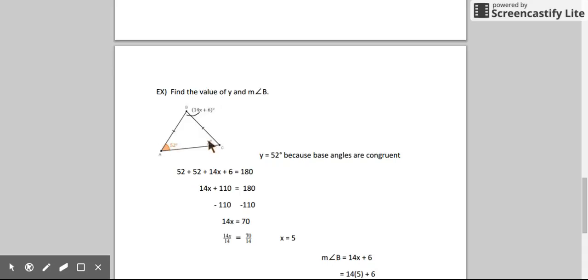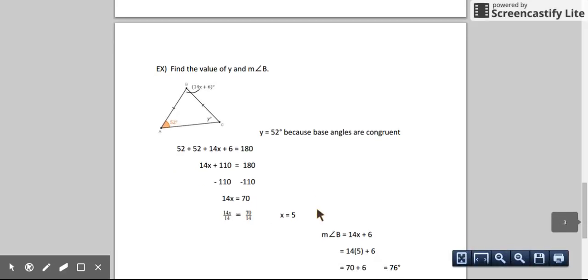So since we know what that is, we can add 52 plus 52 and combine that with 14x plus 6. And we know that all three angles are going to add up to 180, so set it equal to 180. Combining any like terms, 52, 52, and 6. That's 104 plus 6, which is 110. Subtract 110 from both sides, and then divide by 14. And we get our solution for x is 5.